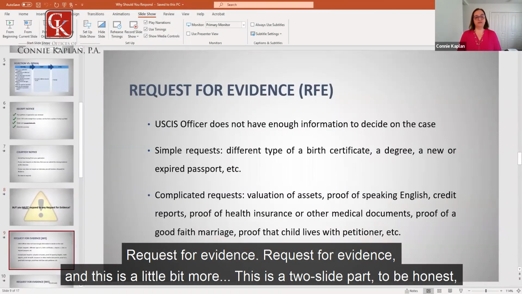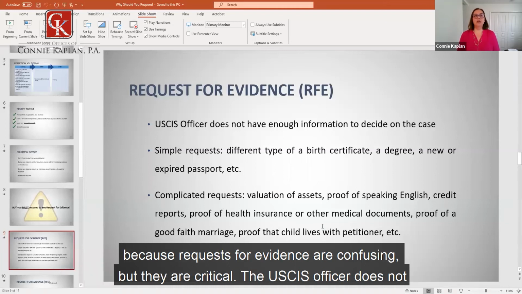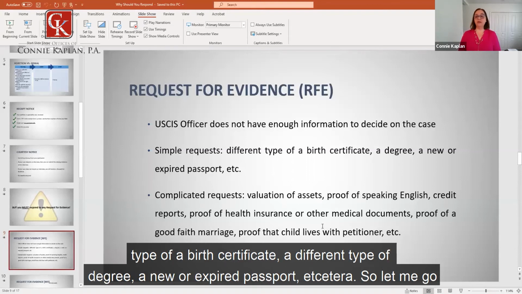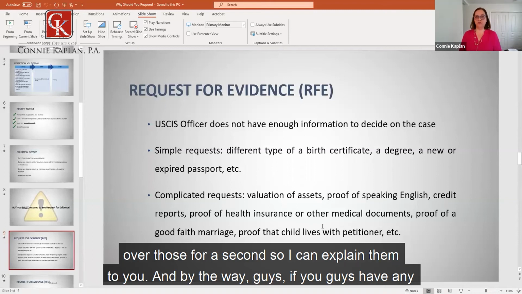Request for evidence. This is a 2-slide part, to be honest, because requests for evidence are confusing, but they are critical. The USCIS officer does not have enough information to decide on the case. A simple request for evidence would be a different type of birth certificate, a different type of degree, a new or an expired passport, etc. Let me go over those for a second so I can explain them to you.